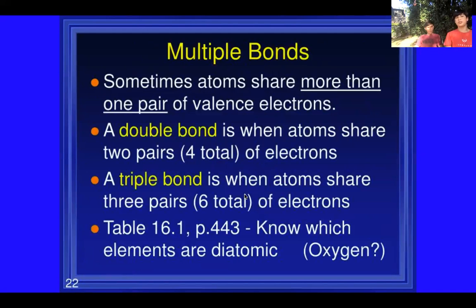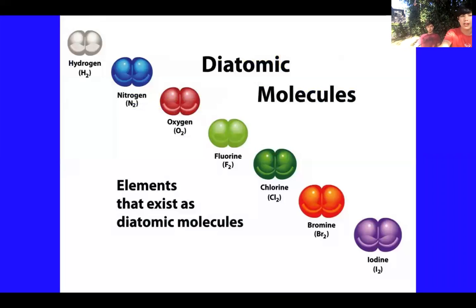Multiple bonds. Sometimes atoms can share more than 1 pair of valence electrons. A double bond is when atoms share 2 pairs, or 4 total electrons. A triple bond is when atoms share 3 pairs, 6 total electrons. So these are all the diatomic molecules.